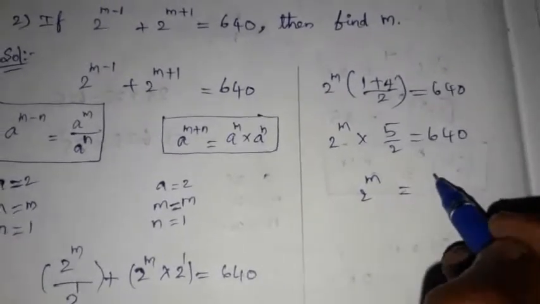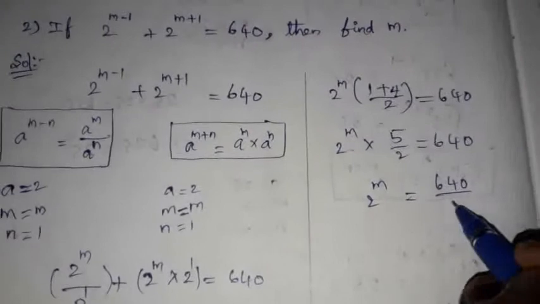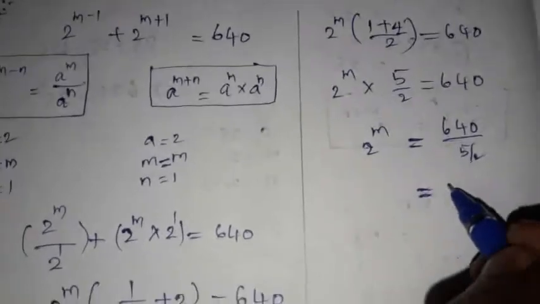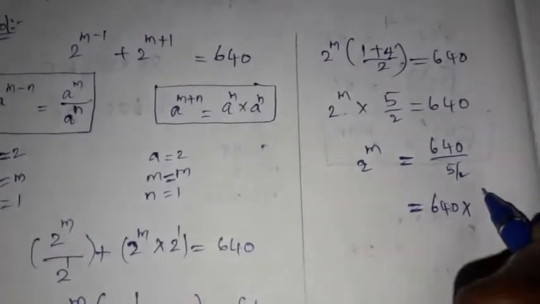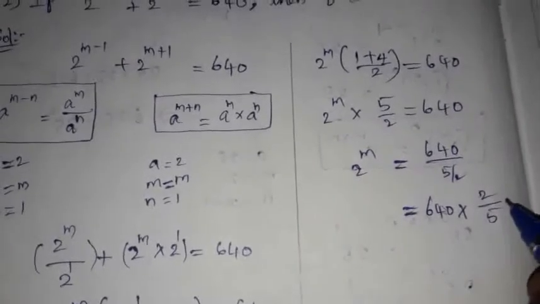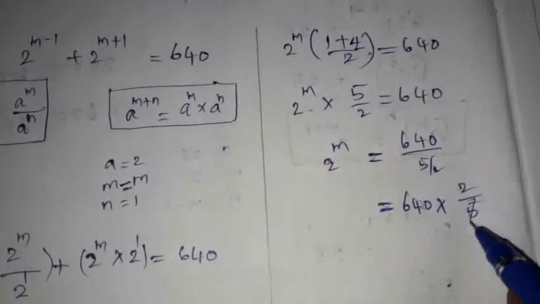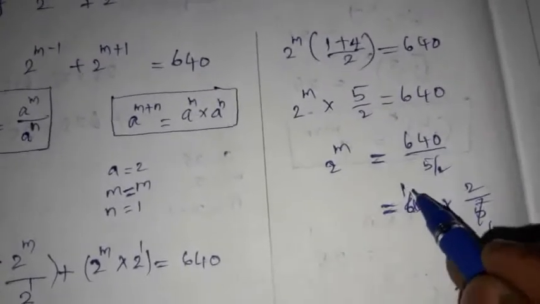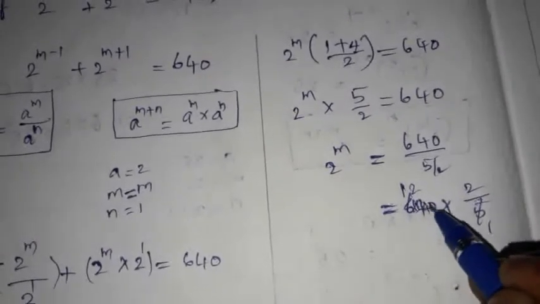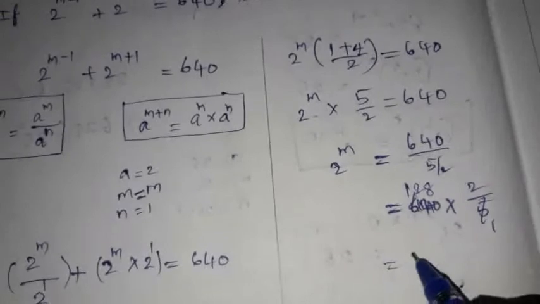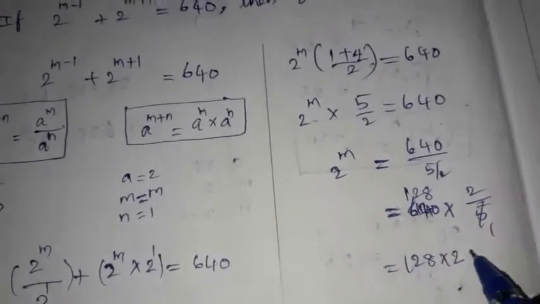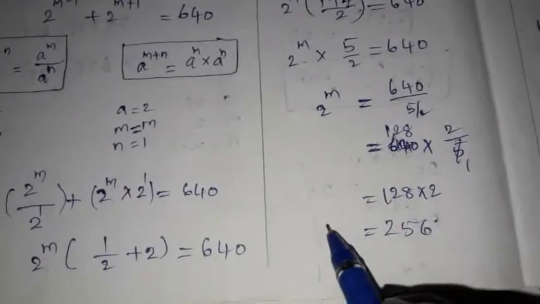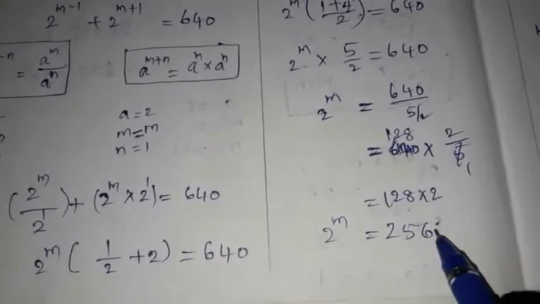2 power m equal to 640 divided by 5 by 2. So it will become reciprocal, that means 2 by 5. Next simplify this. 1 5 is 5, 1 5 is 5, remaining 1, 14, 2 5s are 10, remaining 4, 8 5s are 40. So the answer is 128 into 2. If you multiply this, you can get 256. Therefore 2 power m equal to 256.